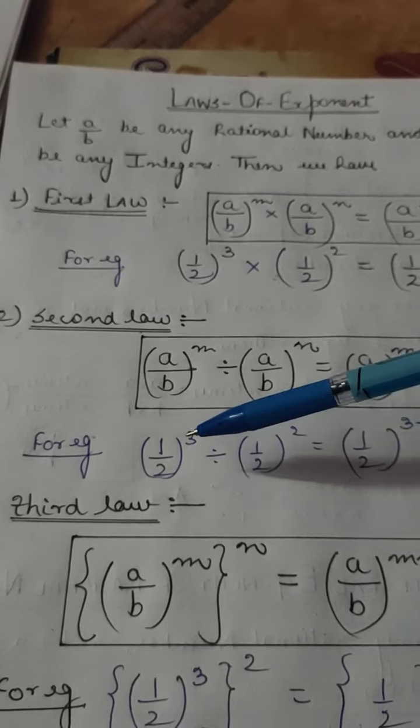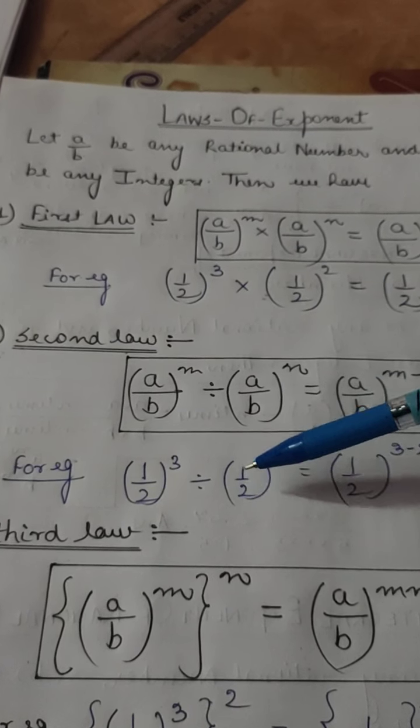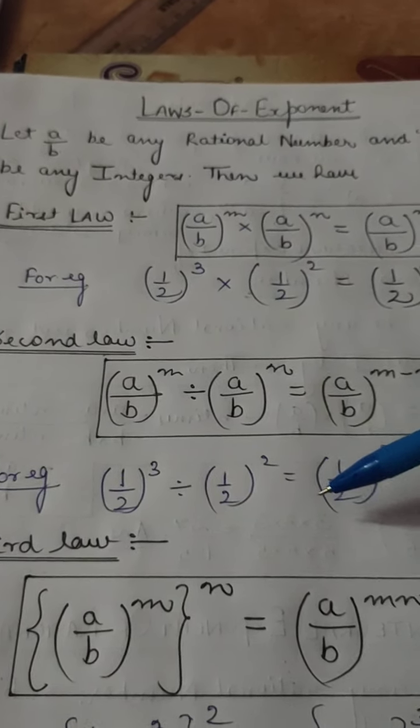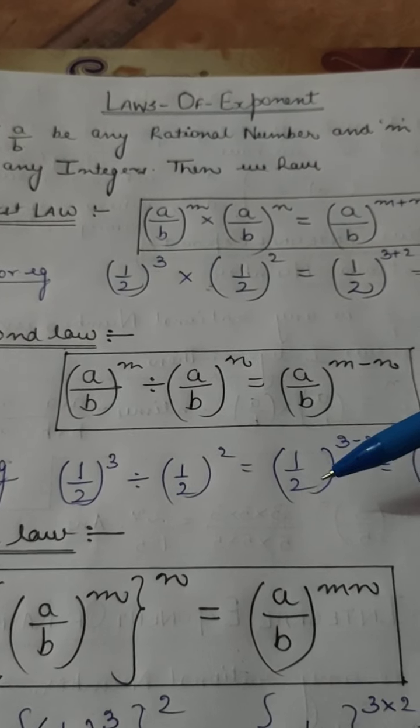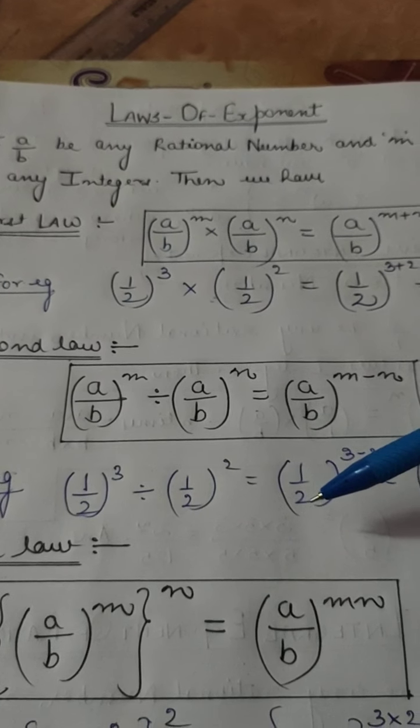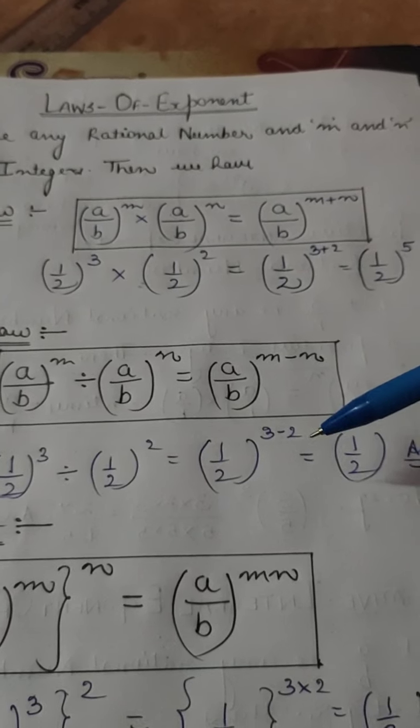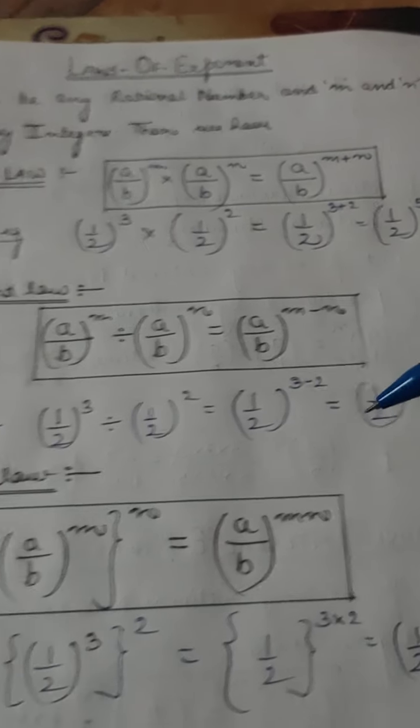For example, (1/2) to the power 3 divided by (1/2) to the power 2. As a result, we have kept that rational number as it is and we have subtracted their powers. What is the final answer? 1/2 is the answer.